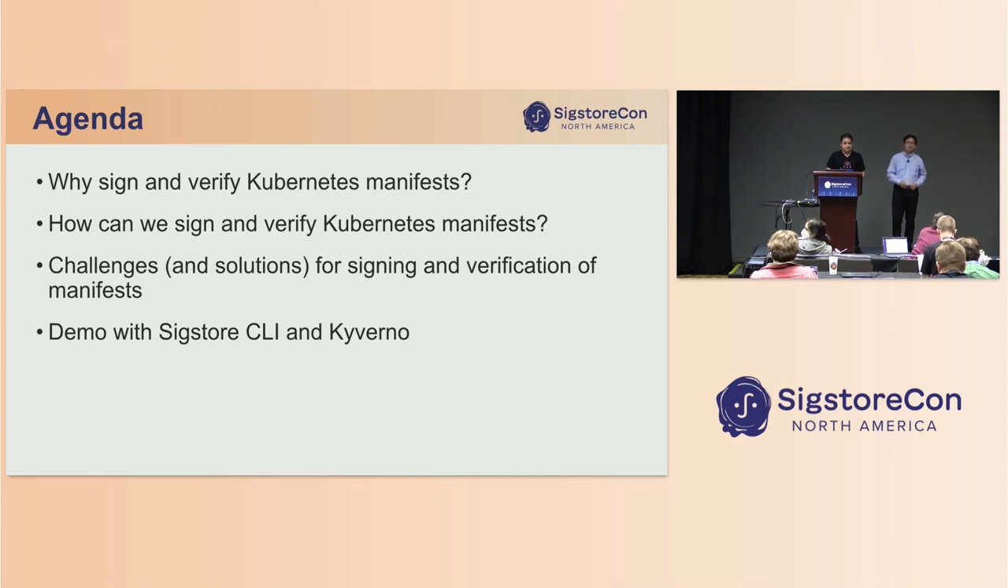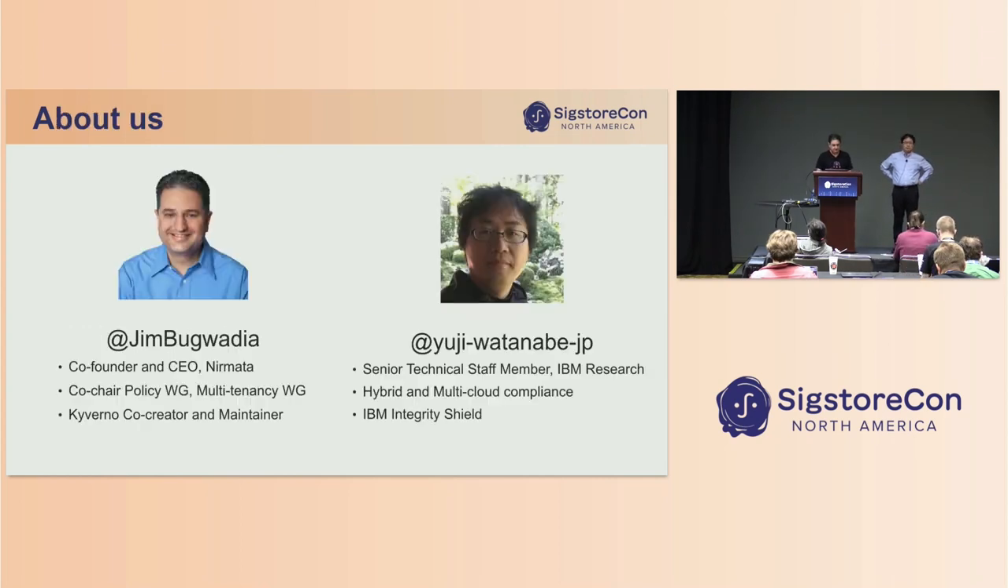Of course, once we got past that discussion, the next thing that came up is, how does this actually work? What does it mean to sign a YAML manifest? How do you get this into your cluster and verify at the right levels? We're going to cover those things today. We'll also discuss some of the challenges with signing and verifying YAML files or resource manifests in Kubernetes. And then we'll end with a full demo of how this flows end-to-end using Sigstore CLI as well as Kyverno, which is a validating admission controller that runs inside your clusters.